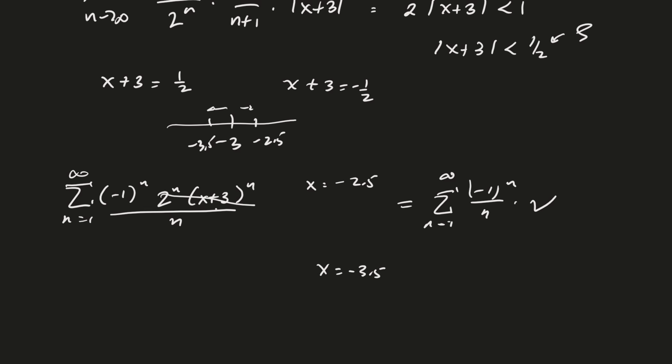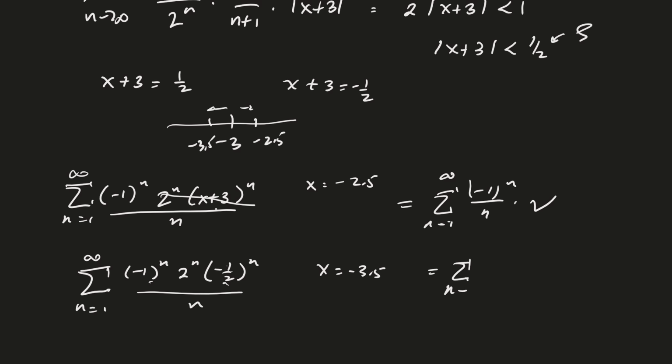If x is minus 3.5, then we get minus 1 to the n, 2 to the n, that's minus 1/2 to the n divided by n. You see what happens now? The 2 to the n's are going to cancel, but the minus 1 to the n becomes just a positive 1, right? It's minus 1 squared. And so this is just going to become the sum of 1 over n, and this diverges.